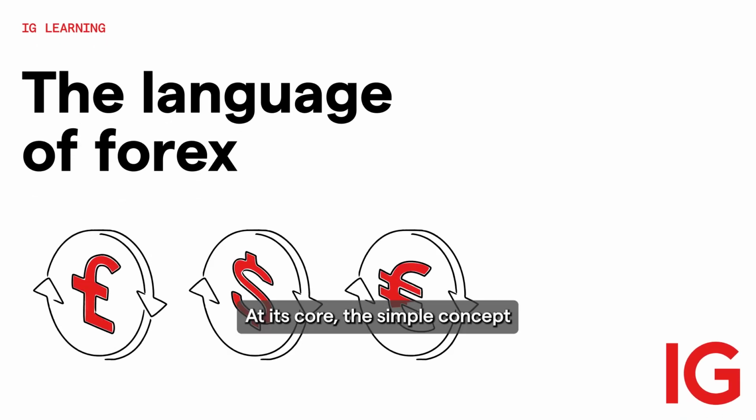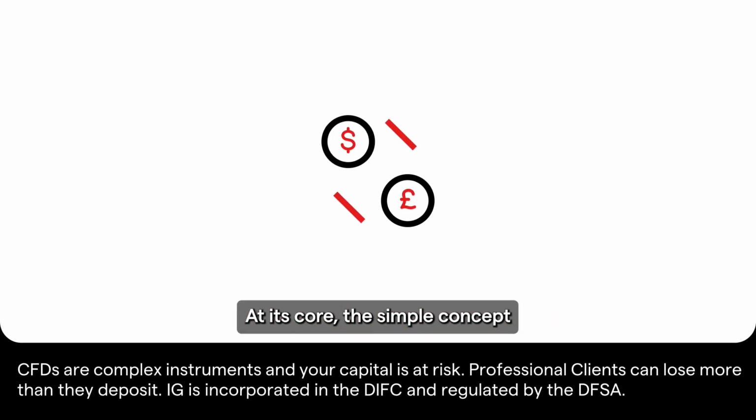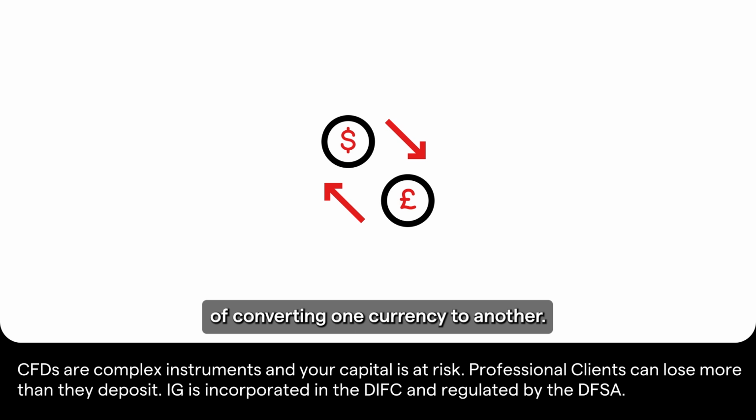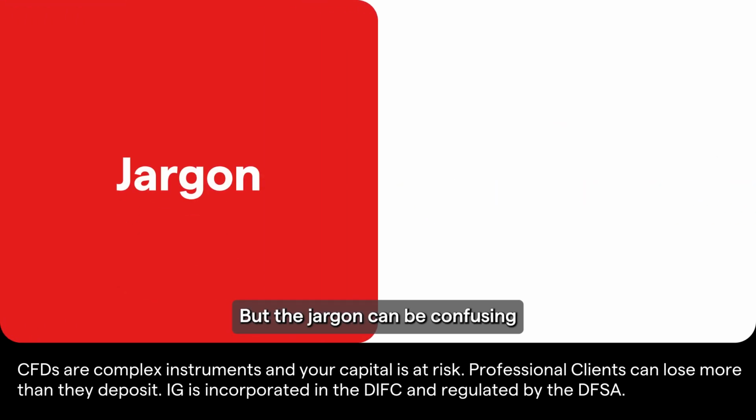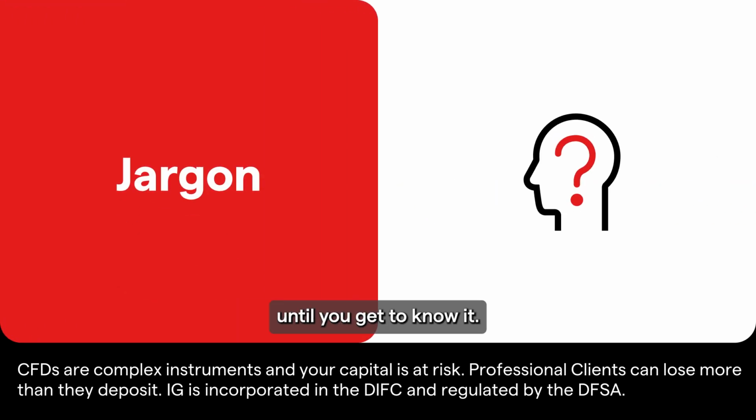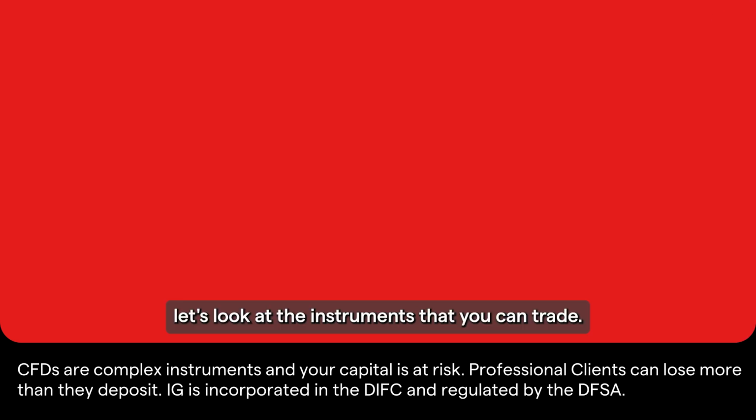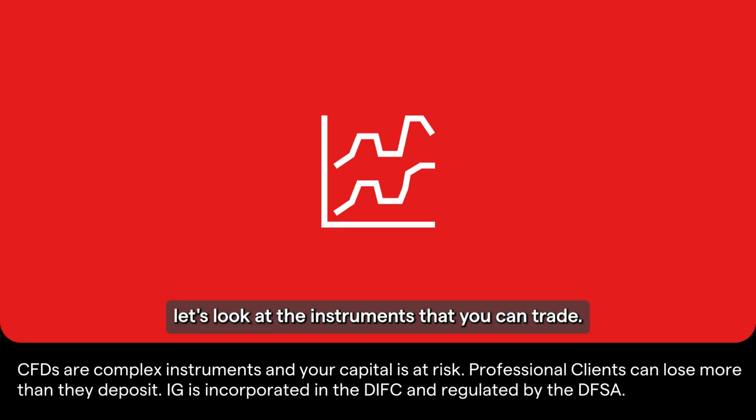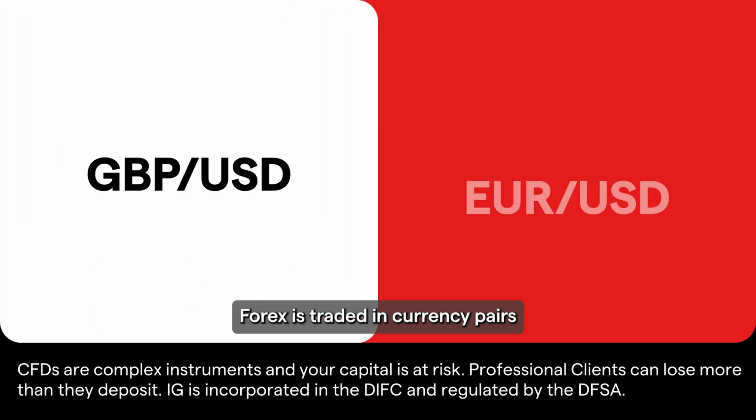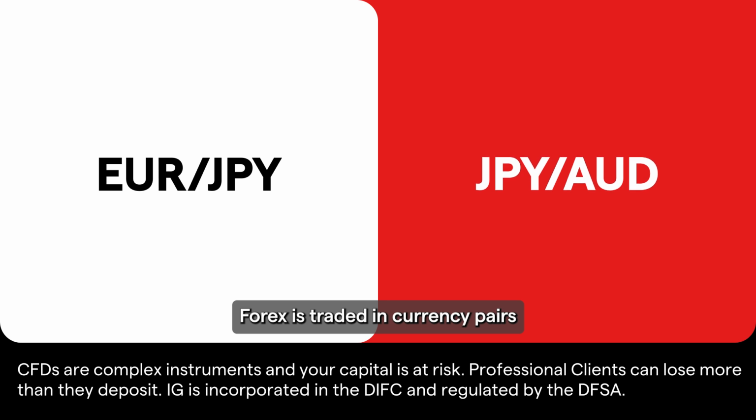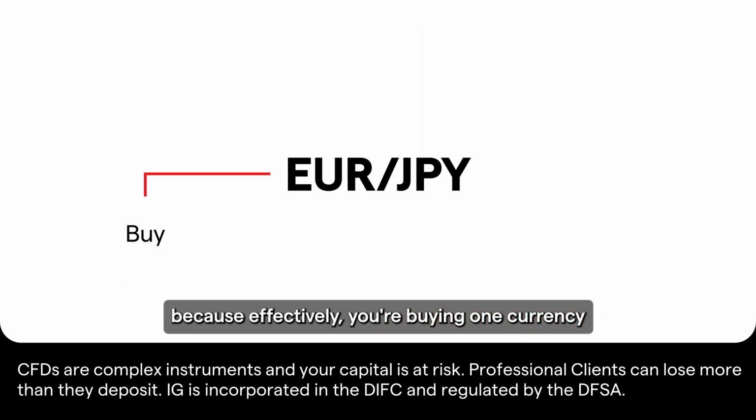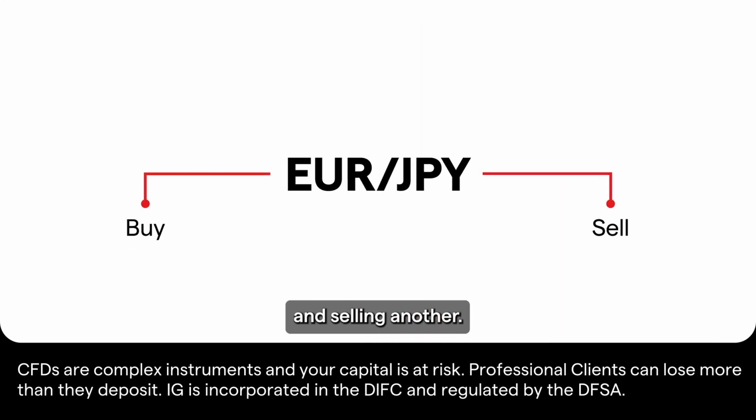Forex. At its core, the simple concept of converting one currency to another. But the jargon can be confusing until you get to know it. First, let's look at the instruments that you can trade. Forex is traded in currency pairs, because effectively you're buying one currency and selling another.